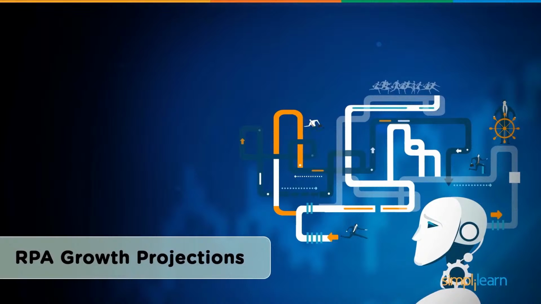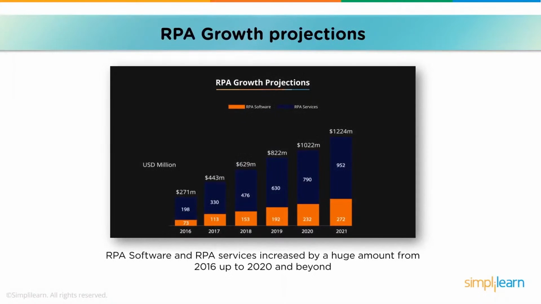Next up is RPA growth projections. Now, looking at the curve, both RPA software and services increased by huge amounts between 2016 and 2020 and beyond. According to McKinsey research, knowledge and work automation could have an economic impact of about 5 to 7 trillion US dollars by the year 2025. It will touch more than 230 million knowledge workers, which constitute up to 9% of the global workforce. Now, any company which is labor intensive, where people are performing high volume, high transaction functions, will boost their capabilities and save money and time with RPA.